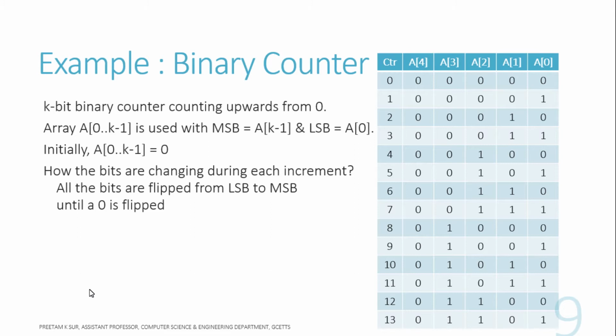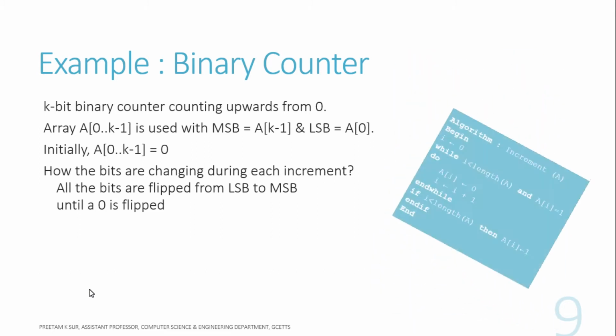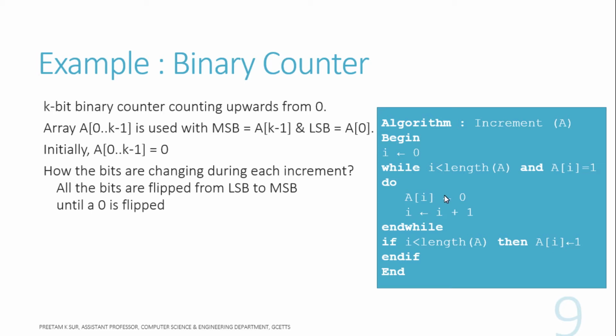So how will this algorithm look? This is how the algorithm will look. The increment operation is going to take an array A as an input. A is nothing but the array which represents the bit string. Initially we have i equal to 0, and i will be used as an index in the array A.